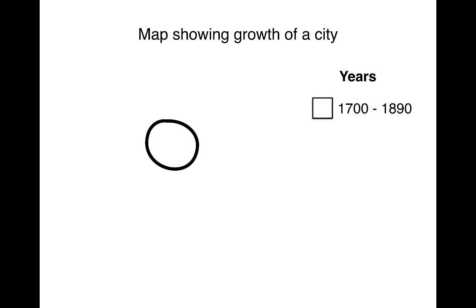One more thing to note before we continue to our question, and that is that maps can also show processes. A map is just a type of diagram, and a map can show steps or stages. I'll show you a simple example now. Imagine we have a map showing growth of a city, and this circle represents the city in the years 1700 to 1890. So that was the old area of the city.